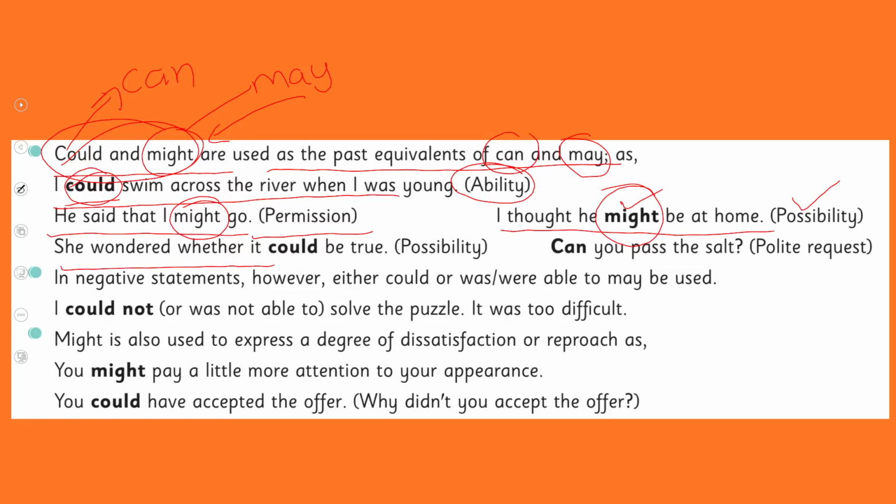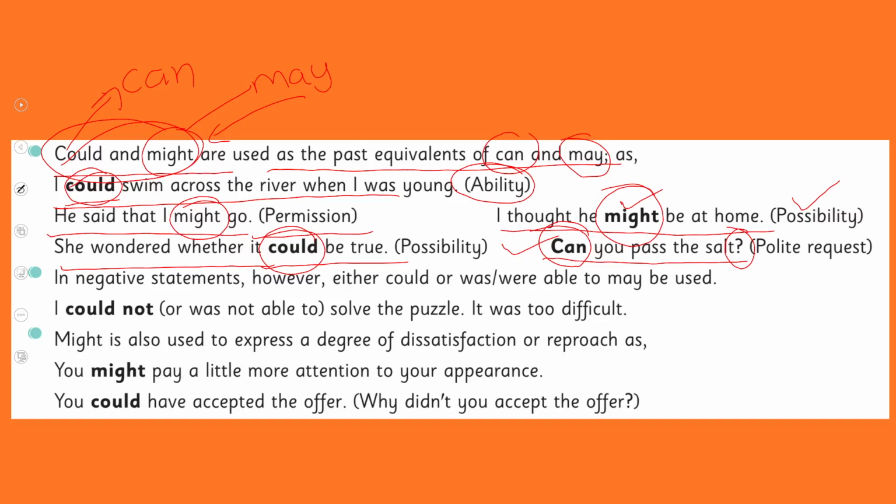She wondered whether it could be true. Again, we are showing possibility. It could be true, it could not be true, we are not sure about it, and we are using it in the past form. Can you pass the salt? This is a polite request, and this is a question, and we talked about it that in interrogative we use can.